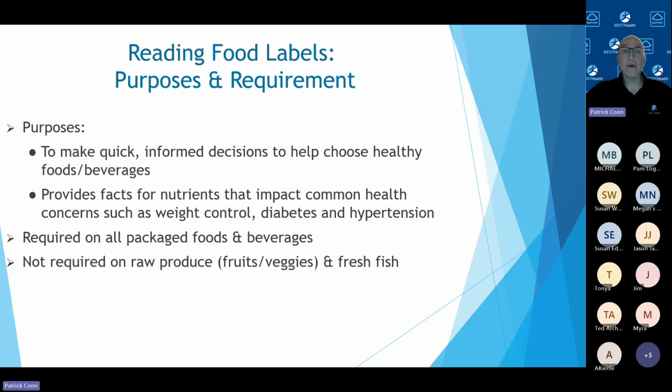All right. Also, food labels are required to be on all packaged foods and beverages. So, any food or beverage that has been changed from its original state must have a food label on it. Now, it's not required to be on raw produce like whole fruits and vegetables and fresh fish. Okay, which now is going to take us to reading a food label.